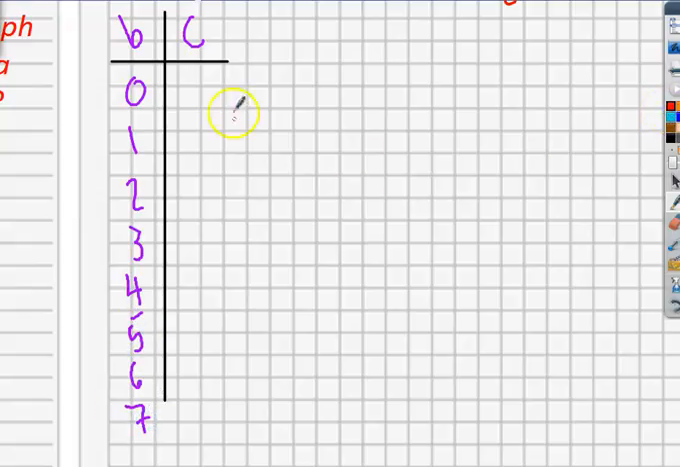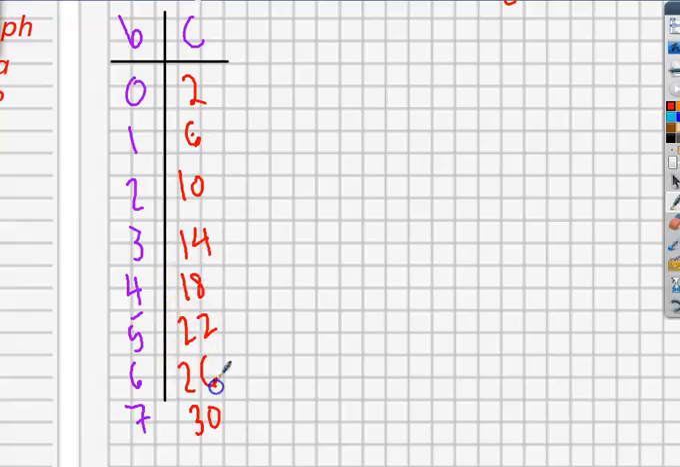And I want my outputs. Let's see, it was $2 here. I remember that. It was $30 for 7 boxes. 3 boxes was $14, and 5 boxes was $22. And then it goes by 4s each time, so it goes 6, 10, 14. It's working. 14 plus 4 is 18, 18 plus 4 is 22, 26, and 30. And those are the data that we're going to graph.